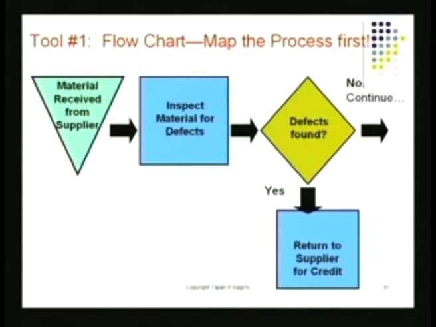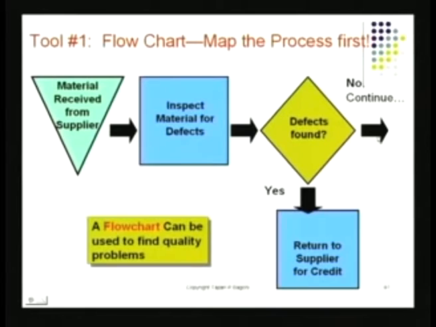It's the flow chart, and what is it really? It takes you from the left to the right, showing you the steps of the process. So I have material received which is stored somewhere, then I do some inspection, then I make some decisions. If I found some defect, I return it to the customer or to the supplier, or I move on to the next step of the process. So a flow chart can be used quite easily to find quality problems. You flow chart a process and then locate all those points where there might be a quality check being done.